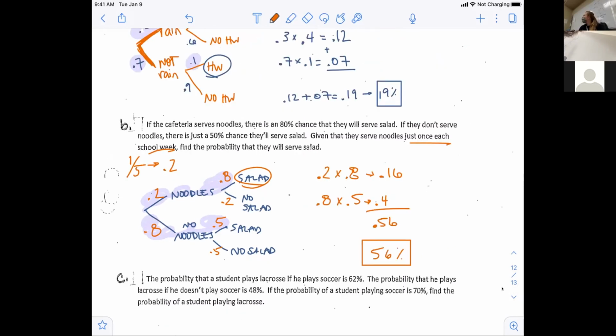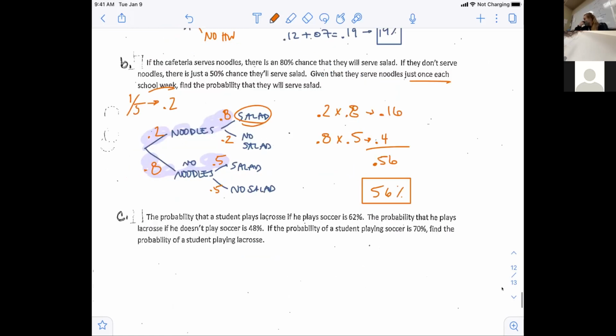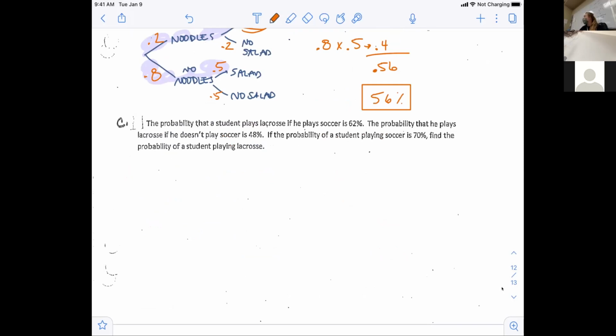All right. Let's see if we can squeeze one more in, shall we? Let's go. All right, this is talking about probability of lacrosse and soccer. What is my thing going to end on? Is it going to end on soccer or end on lacrosse? Lacrosse, because that's what the ultimate question is. So that means my first option is soccer or no soccer. And my second option is lax or no lax.